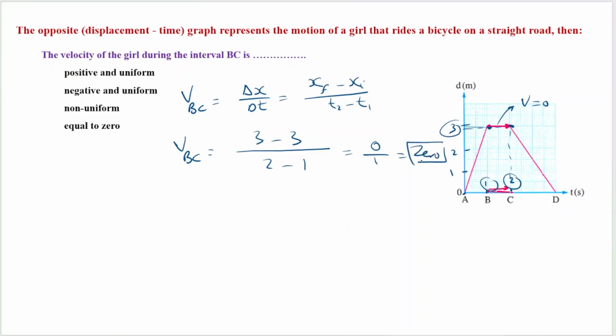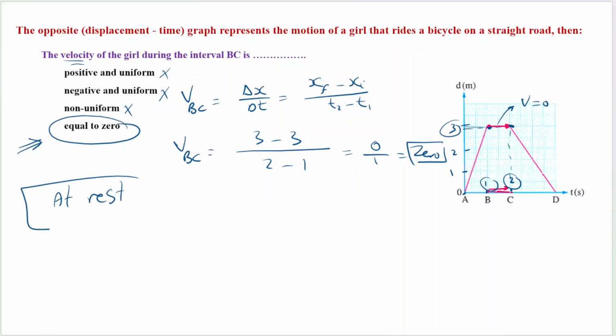This means that this girl is static. This is wrong, wrong, wrong. And the velocity equal to 0 means that this girl is at rest. She doesn't move.